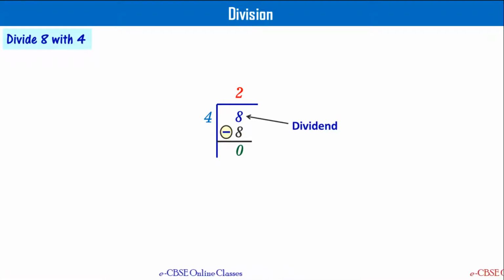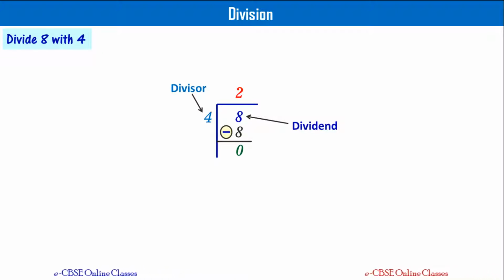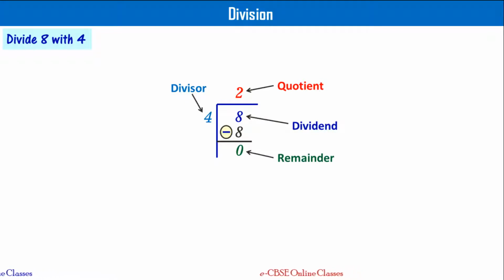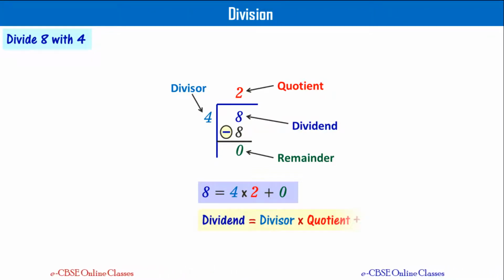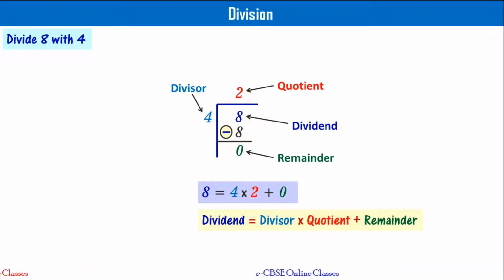As you see here, number 8 is called dividend, number 4 is called divisor, 2 is called coefficient, and 0 is called remainder. Please take a note of that. So 8 can be written as 4 times 2 plus 0, or in other words, dividend is equal to divisor times coefficient plus remainder. Please take a note of that.